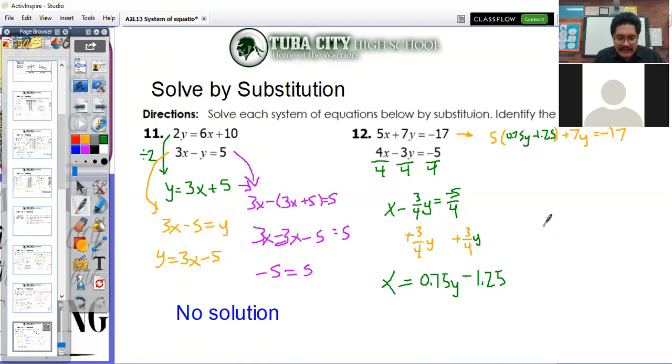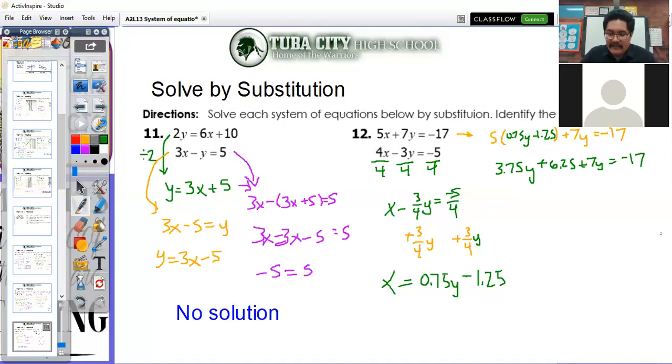Now I'm also going to use my calculator for this one, so I make sure I don't make any mistakes. So, 5 times 0.75, and I get 3.75y plus, and now 1.25 times 5, and I'm going to get 6.25. 6.25 plus 7y equals -17. All right, make sure all that stays the same.